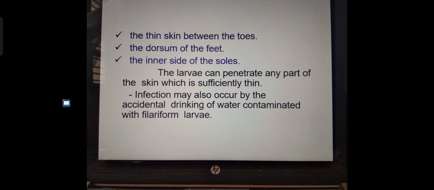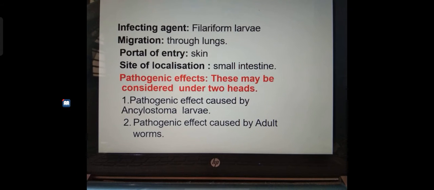Infection may also occur by accidentally drinking water. We can also be infected by drinking water containing the filariform larva, if the soil is contaminated and the water is contaminated by the soil. The infective agent is the filariform larva, as I have already discussed, with migration through the lungs. The portal of entry is the skin, and the site of localization is the small intestine.